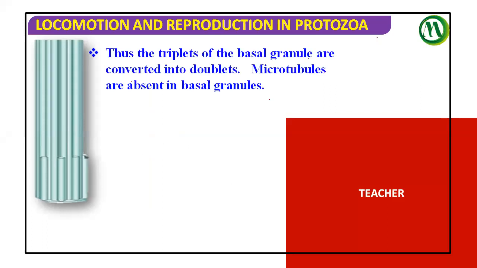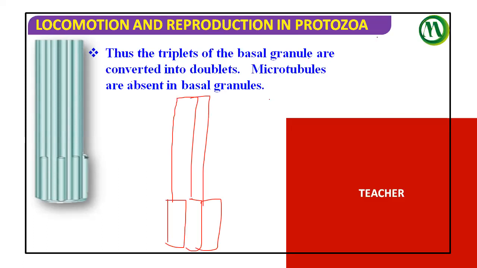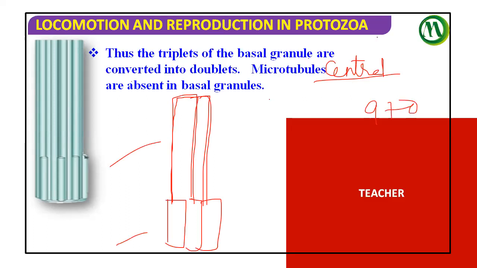Thus the triplets of the basal granule are converted into doublets. Triplets of the basal granule are converted into doublets in the case of the flagellum. You imagine this is the basement and this is a house. The basal granule is the basement from which the flagellum arises, the house coming out like that. Then microtubules are absent in the center. That's what we said, that the basal granule is 9 plus 0. Central microtubules are absent in the basal granule.